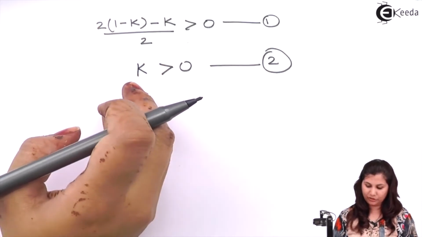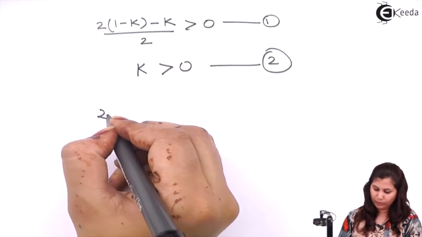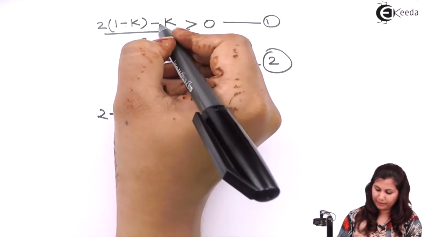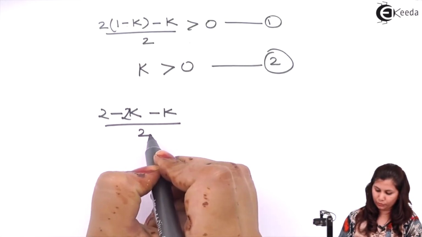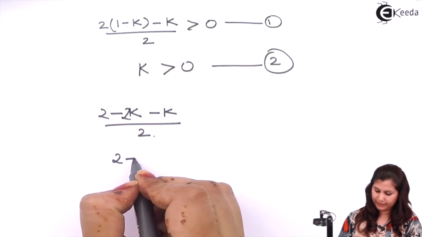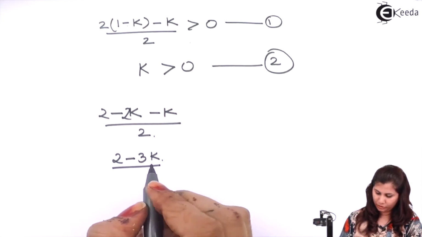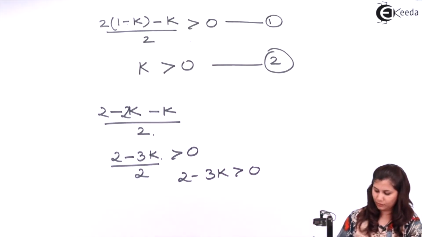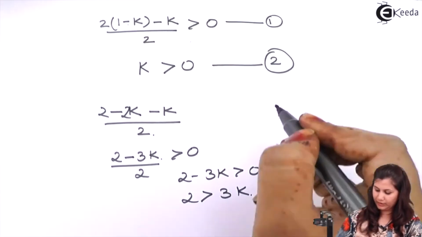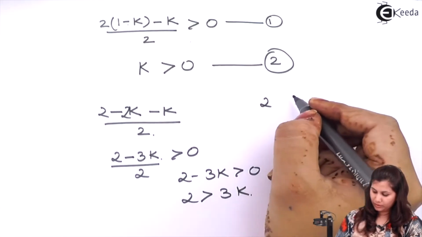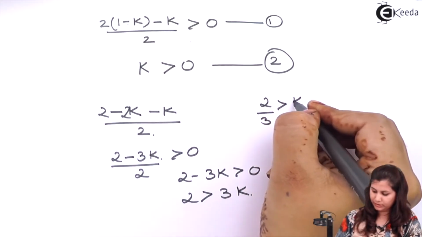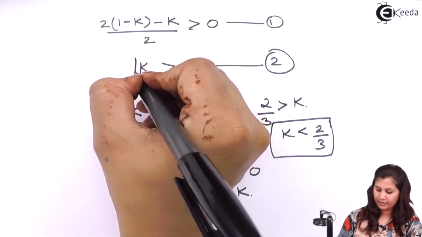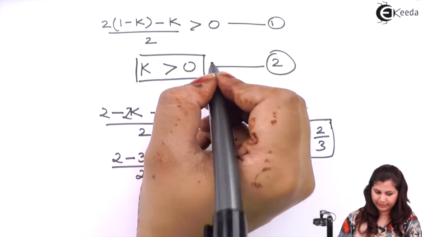We have obtained the range here. Solve this. We are having 2 minus K minus K, that is 2 minus 3K upon 2 greater than 0. It will be 2 minus 3K greater than 0, 2 greater than 3K, or we can say 2 by 3 greater than K. K is less than 2 by 3. Okay. And this we have obtained that K is greater than 0.